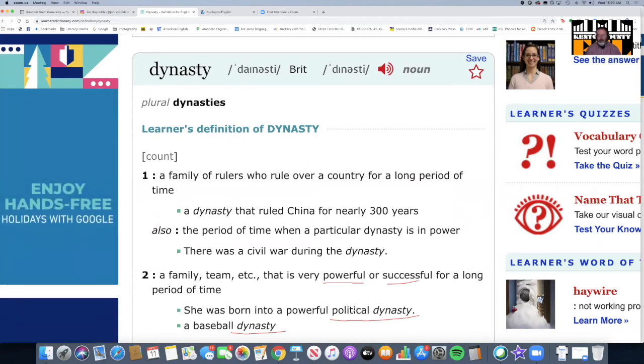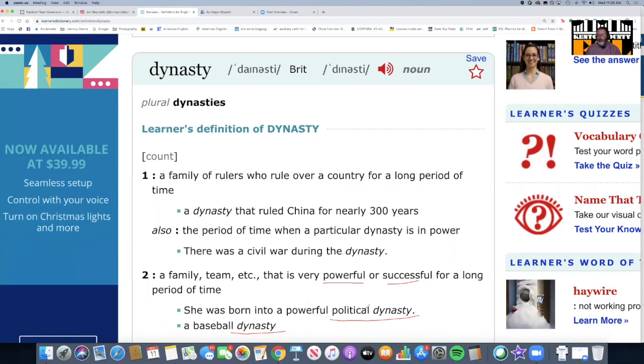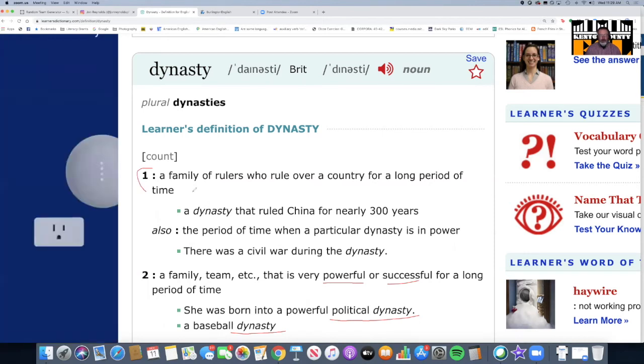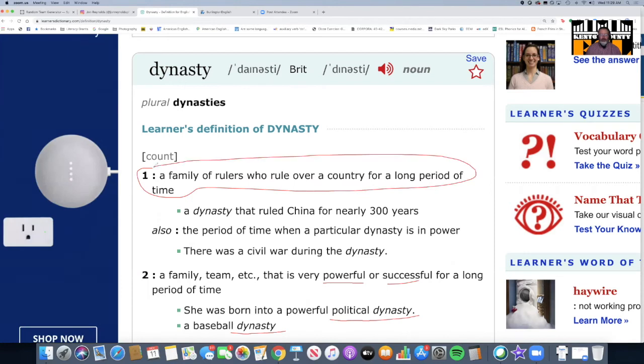Probably not. And we're probably not even talking about political dynasties. I think we're probably talking about definition number 1. So it's a family of rulers who were there for a long time. Now, what you are going to do in class next week is take these 3 words and share them with us in the class. You're going to tell us the definition, and my advice is use your words.